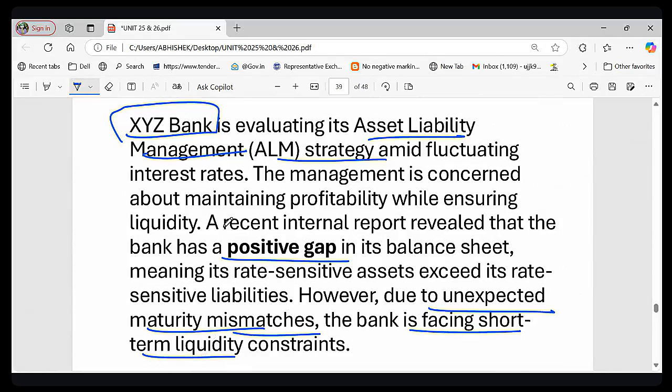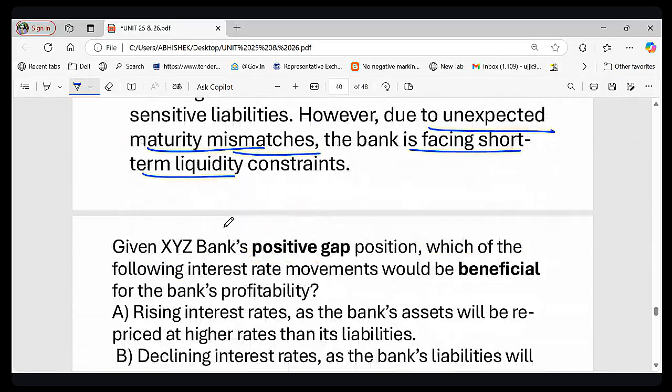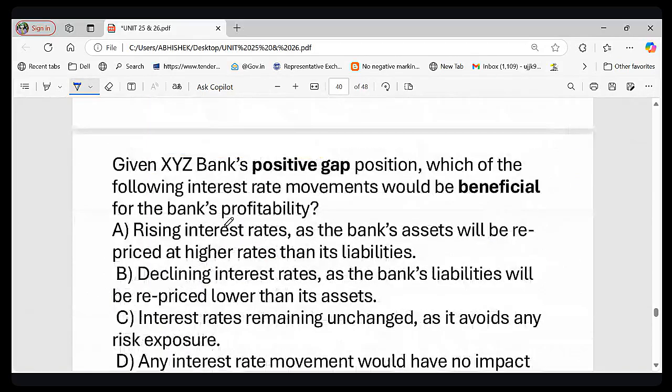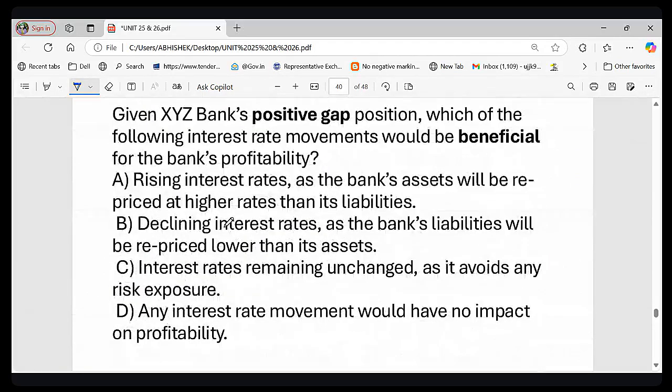Now the question is: given XYZ's positive gap, which of the following interest rate movements would be beneficial for the bank's profitability? Option A, rising interest rate. Option B, declining interest rate. Option C, interest rate remains unchanged. And option D, any interest rate movement would have no impact on profitability. What do you think?